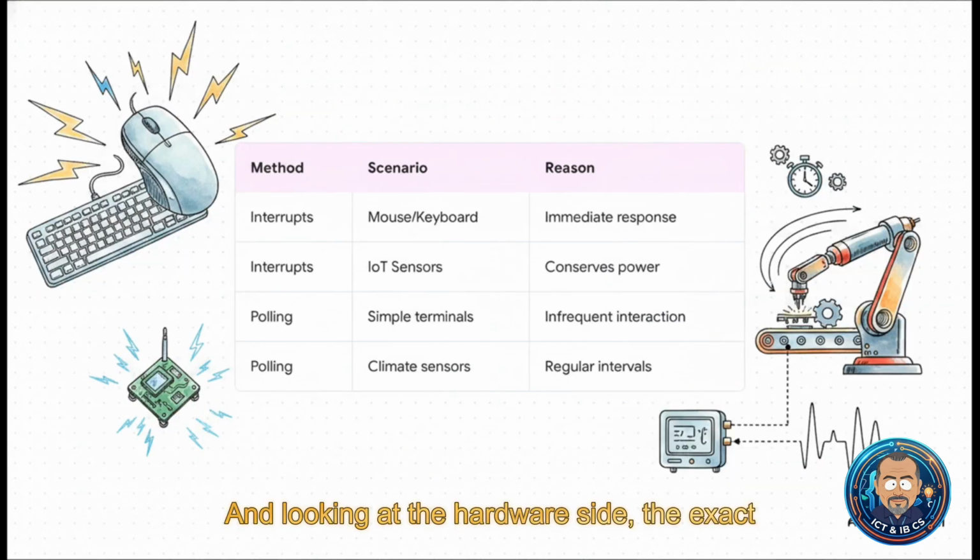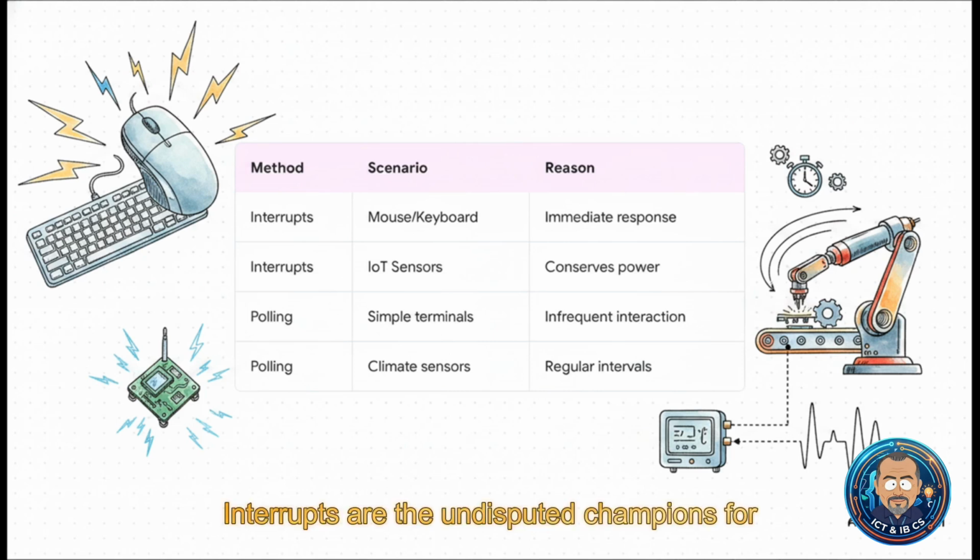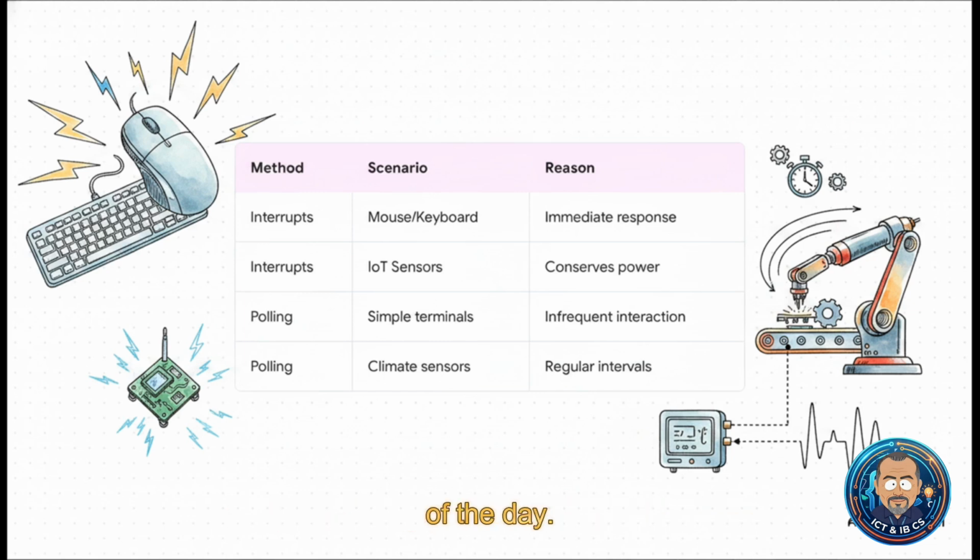And looking at the hardware side, the exact same logic applies. You have to use the right tool for the job. Interrupts are the undisputed champions for unpredictable inputs, like your mouse and keyboard, or for remote IoT sensors that run on a battery and need to sleep for 99% of the day. But if you are, say, programming an industrial manufacturing robot where events have to occur at hyper-specific, highly predictable, fixed intervals, well, in that specific case, polling actually simplifies the design and guarantees controlled latency, because you don't have the overhead of constantly switching contexts.